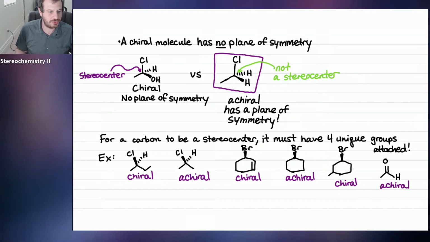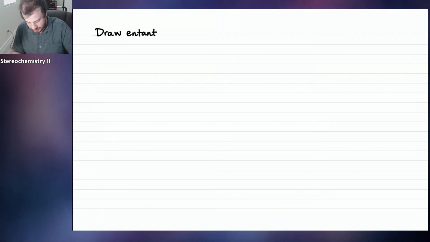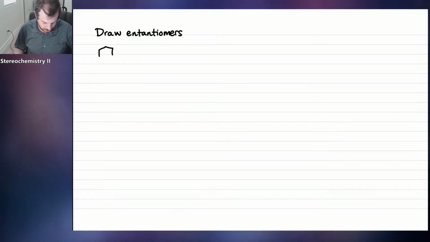So I want to talk a little bit more about enantiomers and drawing enantiomers. So let's say I ask you to draw for me some enantiomers. There's actually 2 ways for you to do that. So let me give you a molecule here. And we'll do it like this. It would be great if you're copying this molecule down on your piece of paper with me here. Okay.